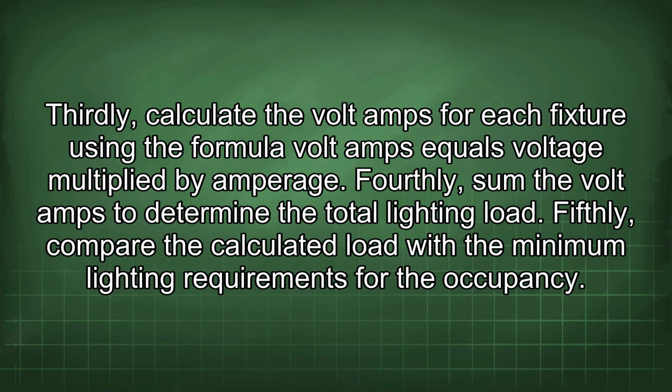Thirdly, calculate the volt amps for each fixture using the formula volt amps equals voltage multiplied by amperage. Fourthly, sum the volt amps to determine the total lighting load. Fifthly, compare the calculated load with the minimum lighting requirements for the occupancy.